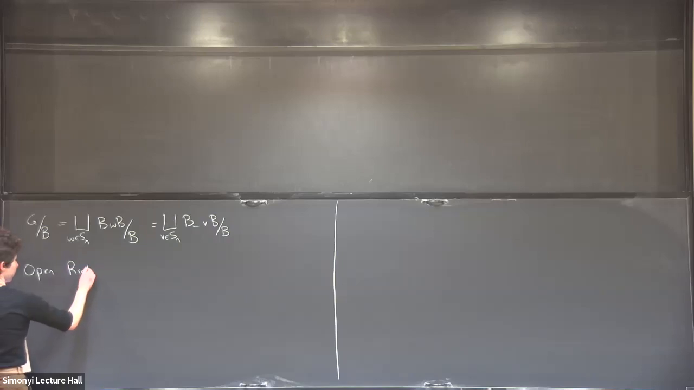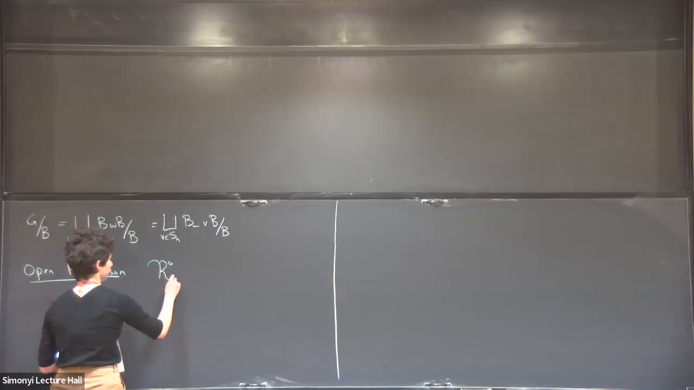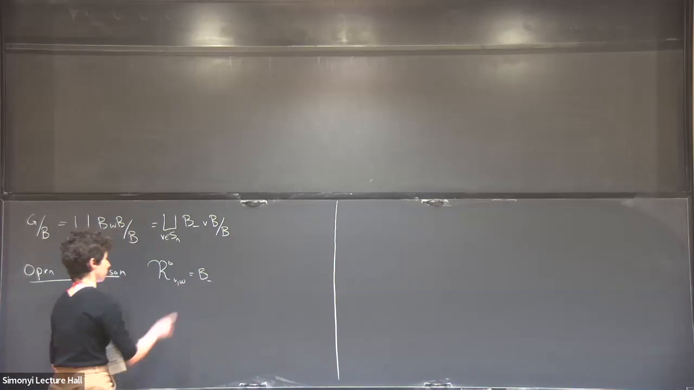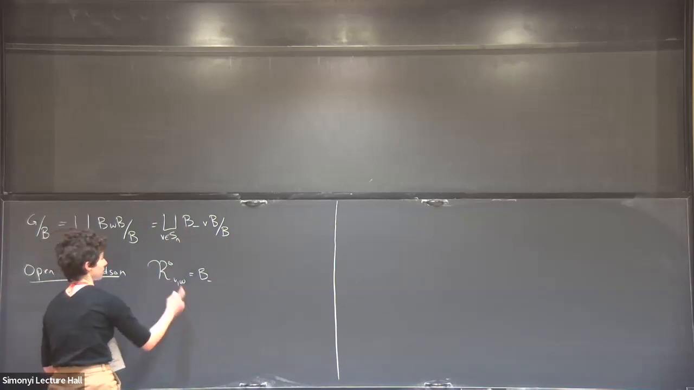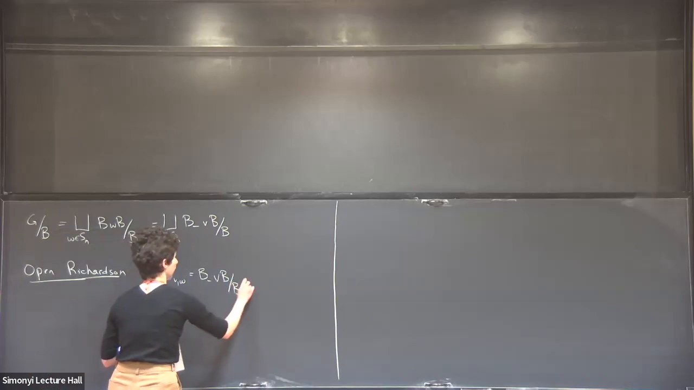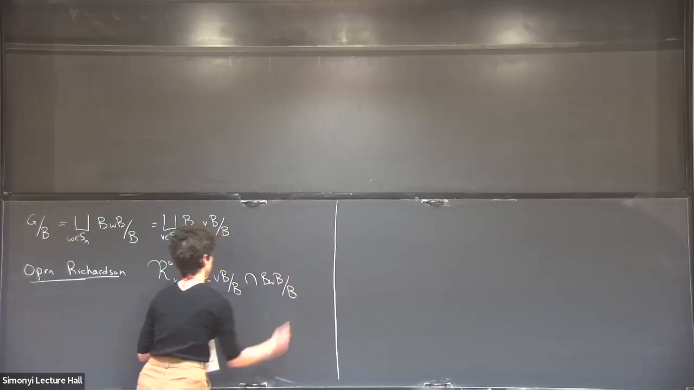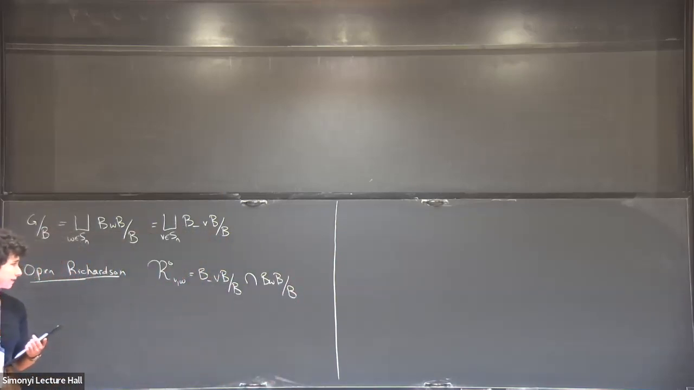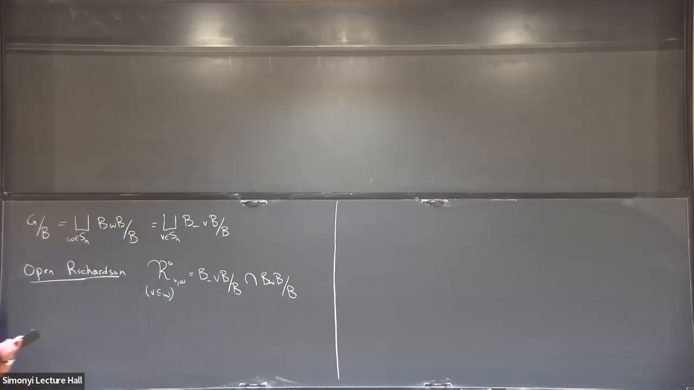So first, open Richardson varieties, denoted R°_{v,w}. This is indexed by a pair of permutations v and w. I'm going to take the B^- orbit indexed by v and intersect it with the B orbit indexed by w. I can define this for any pair of permutations, but it's only non-empty if v is less than or equal to w in the Bruhat order. So I'm going to assume that for the rest.